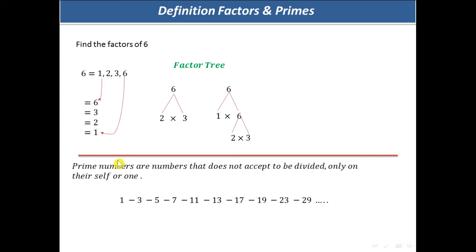What happens if I say 17 divided by 2? It will give me a decimal. What if I say 17 divided by 3? It will give me a decimal. If you don't divide these by 1 or themselves, they will give you a decimal. So a prime number is a number which accepts only to be divided by itself or by 1.